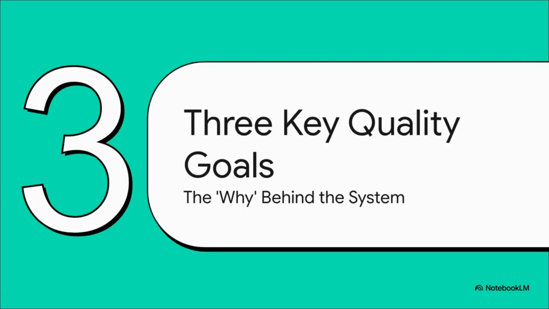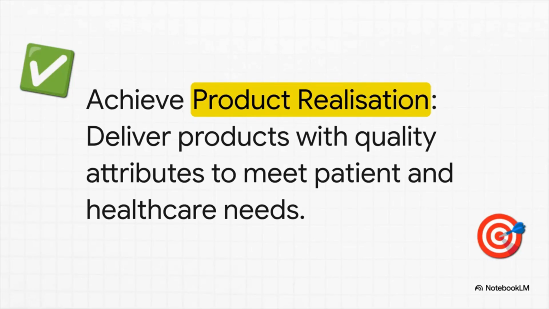Okay, so you have this massive, complex system, but what's the point? What's it all for? Well, it actually all boils down to three really clear, really powerful goals. That's right, just three. And that simplicity is honestly what makes it so powerful. Let's break them down. Goal number one is all about achieving product realization. Now, that sounds a little jargony, I know, but the idea is super simple.